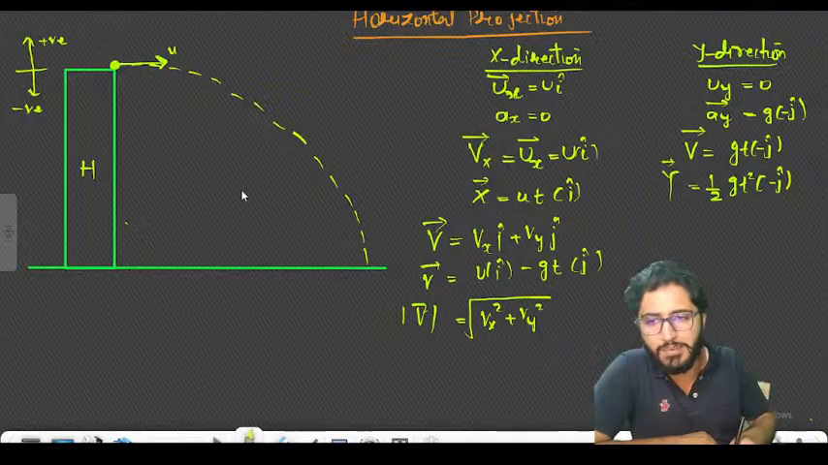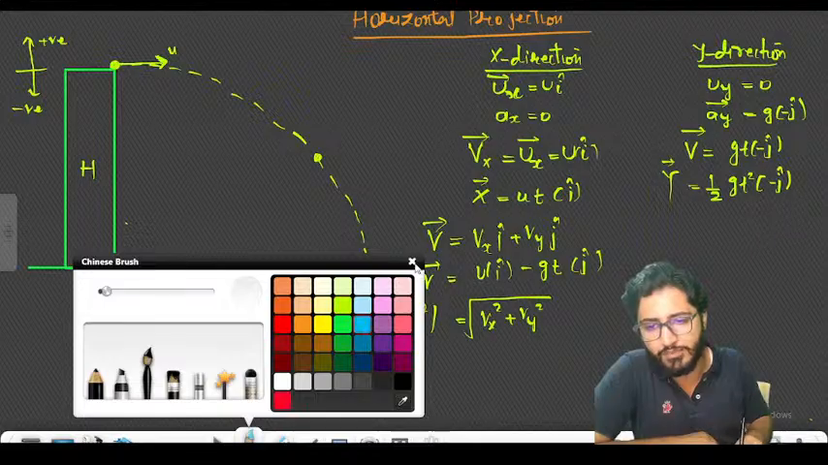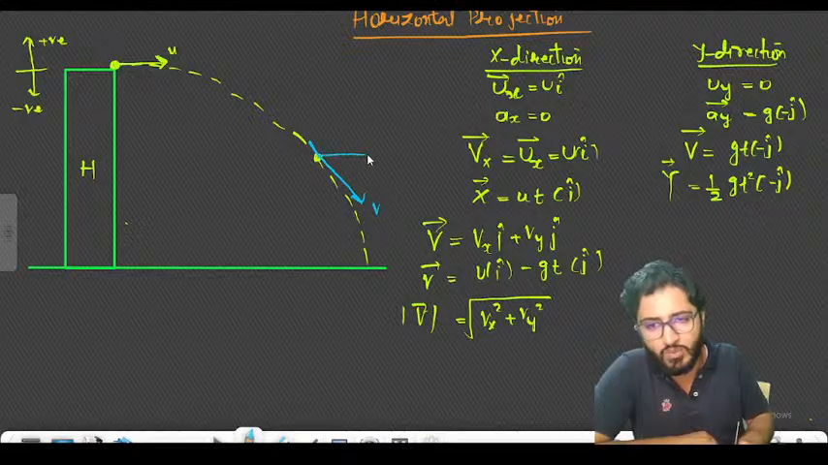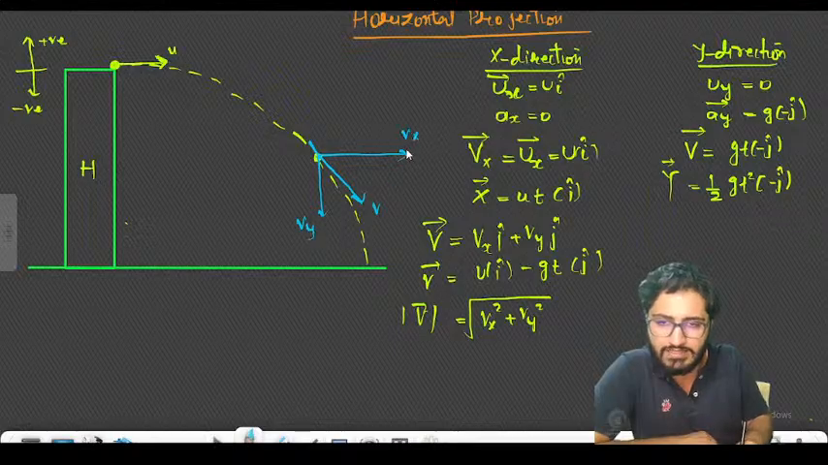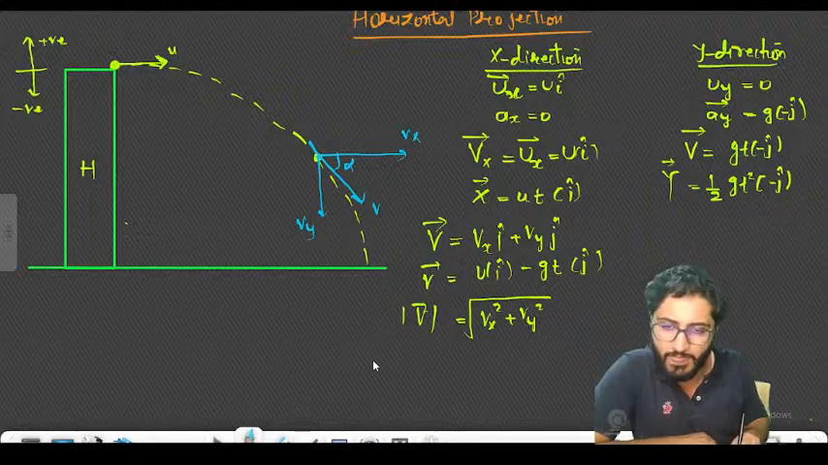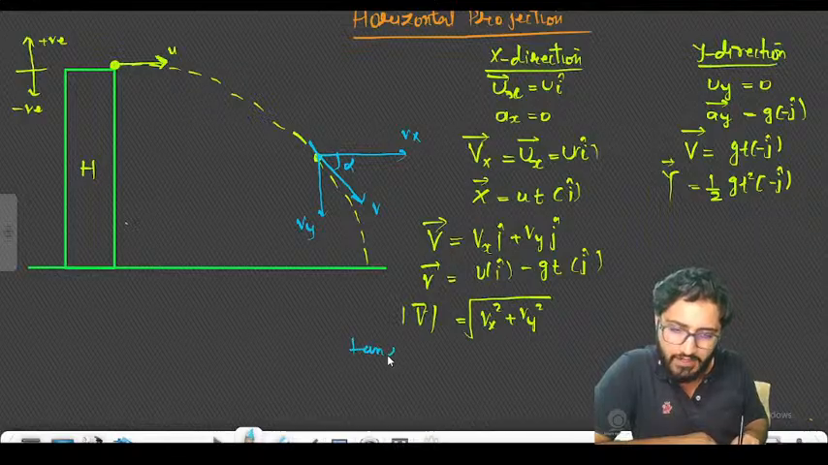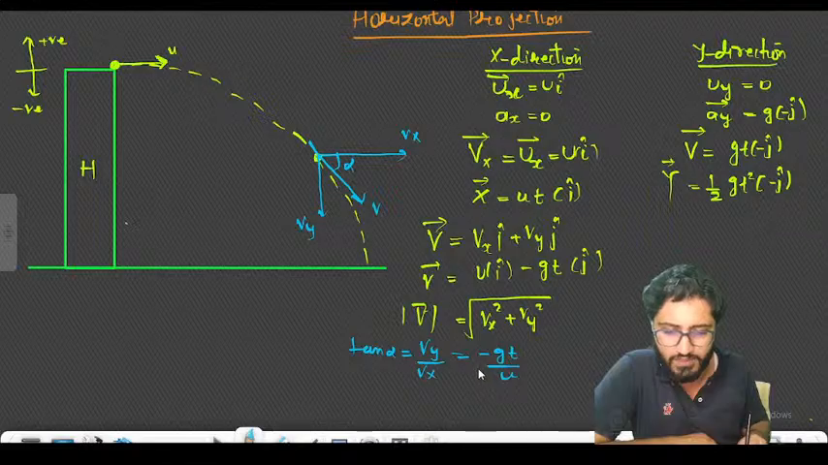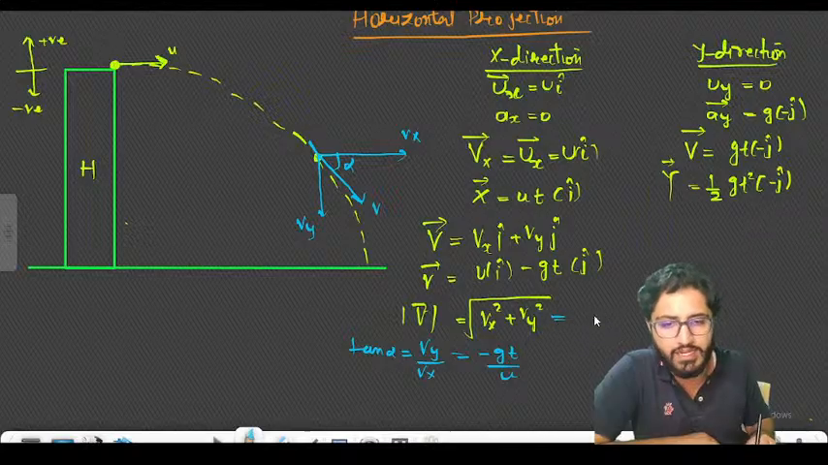Okay. Let us suppose after some time your particle is at this particular point. So I will make a tangent to this particular point. If velocity is v, one component is vy, another is vx, and this angle is alpha, suppose. So what will be my tan alpha? Tan alpha will be vy divided by vx. vy is minus gt and vx is u. Okay, done. And when you place these two values, do you know what you will get? You will get root of u square plus 2gh.